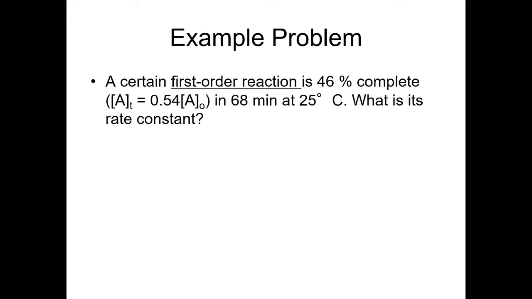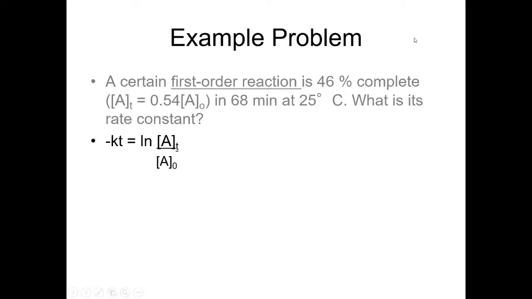Now we have 2 different equations. This is our first order equation here, but I also have this one. And the reason why I've written on the board the one that has the natural log with the 2 concentrations on top of each other is that we know about both of those. Okay, and we're looking for K. So I want to get K by itself as much as possible. So that's why I'm picking that equation.